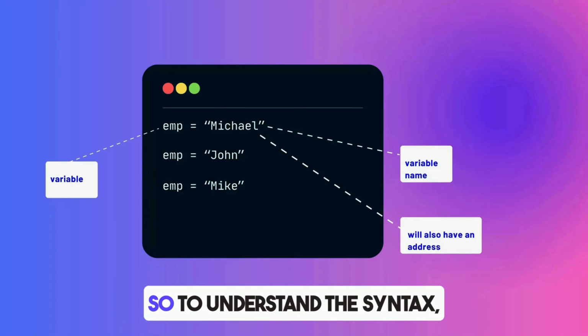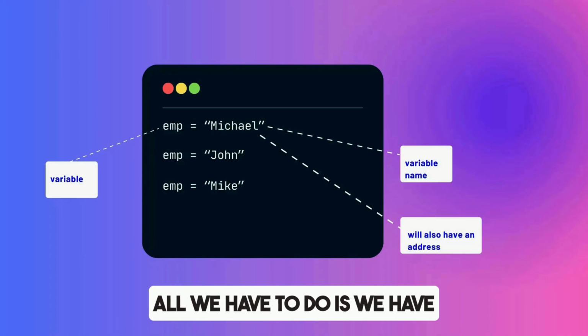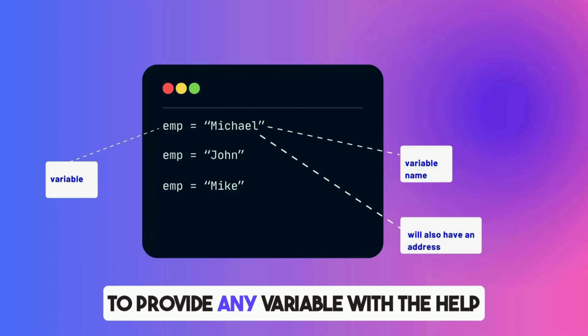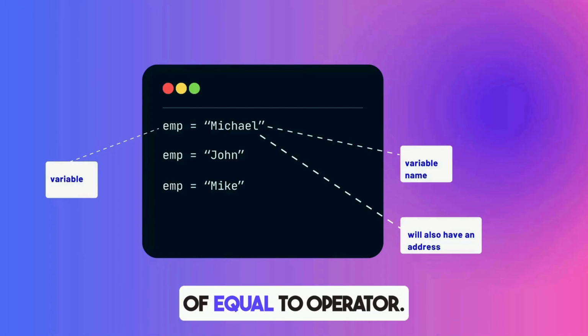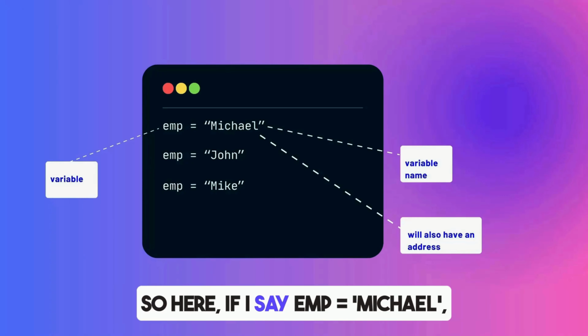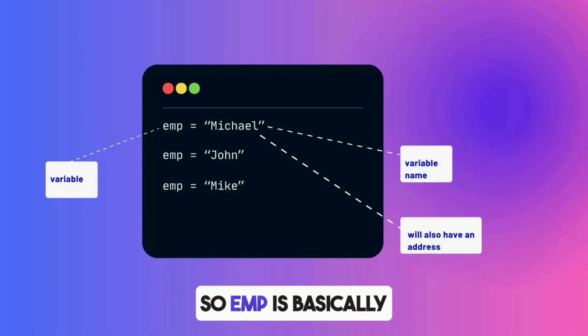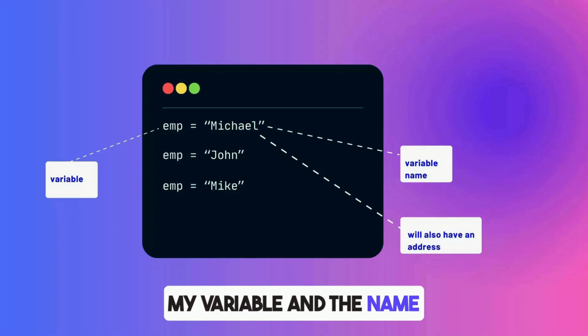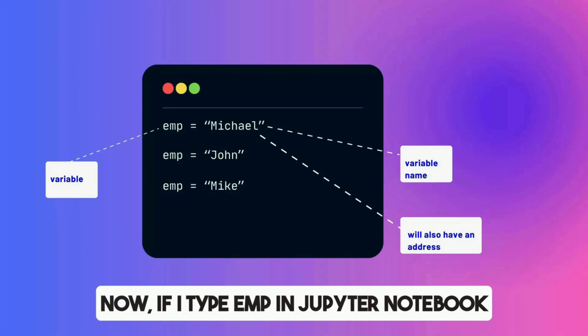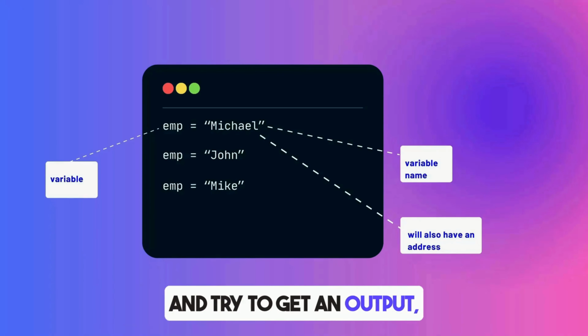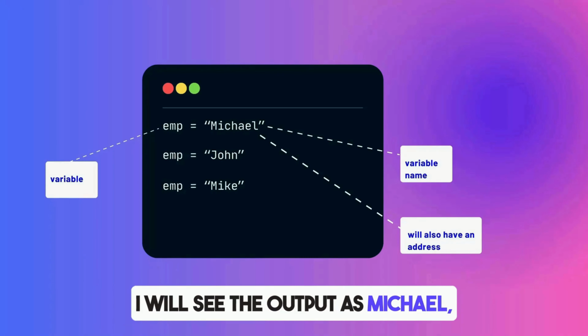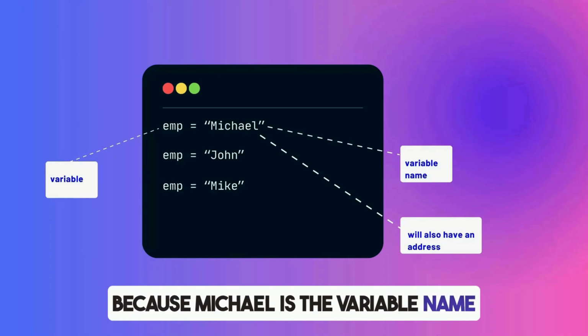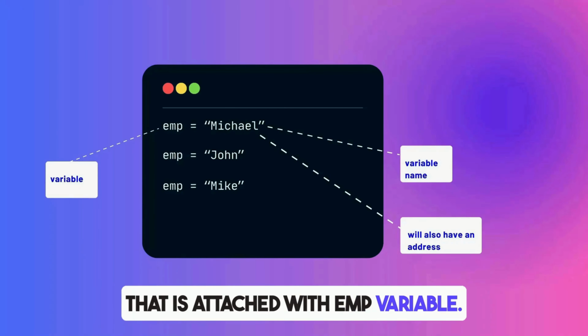So to understand the syntax, all we have to do is provide any variable with the help of the equal to operator. So here if I say EMP equal to Michael, so EMP is basically my variable and the name of this variable is Michael. It will also have some address attached to it. Now if I type EMP in Jupyter Notebook and try to get an output, I will see the output as Michael because Michael is the variable name that is attached with the EMP variable.